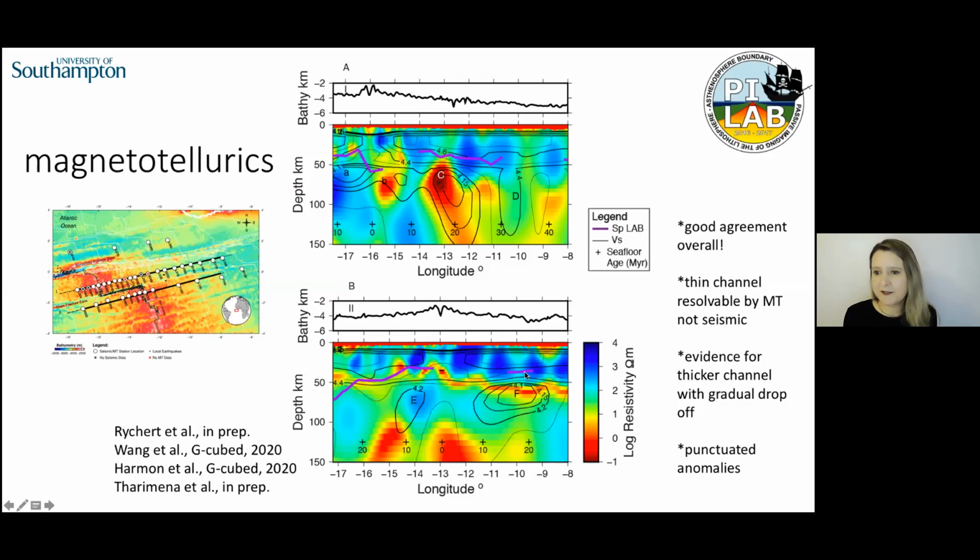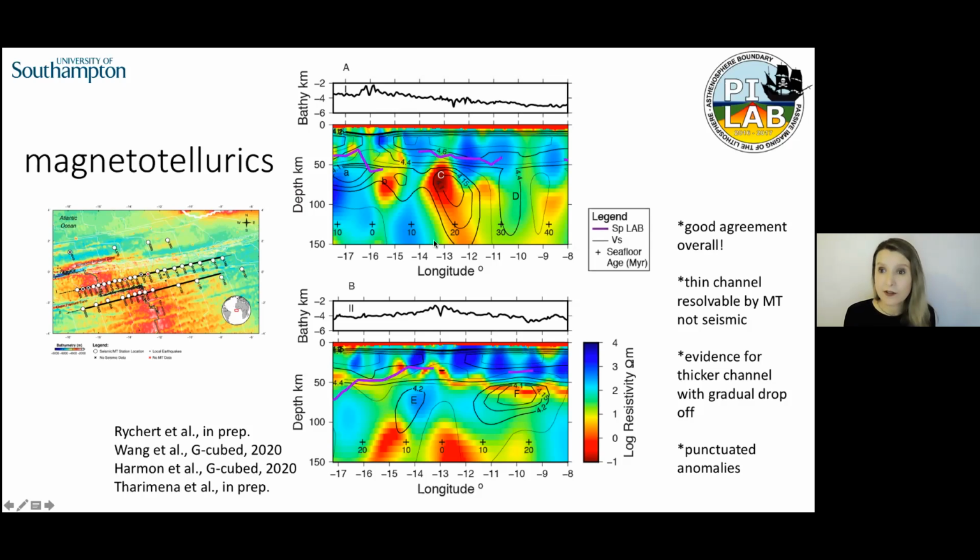We see one patch in the surface waves and the receiver functions where there's probably a bit of a thicker amount of melt beneath the plate. In the southwest, we see the receiver functions getting thicker with age, and that's in pretty good agreement with the surface waves and the MT. There's probably a thicker layer of melt, with a gradual drop off with depth.